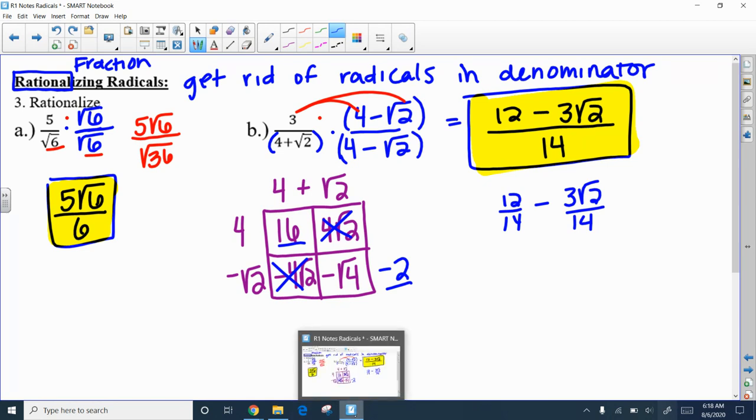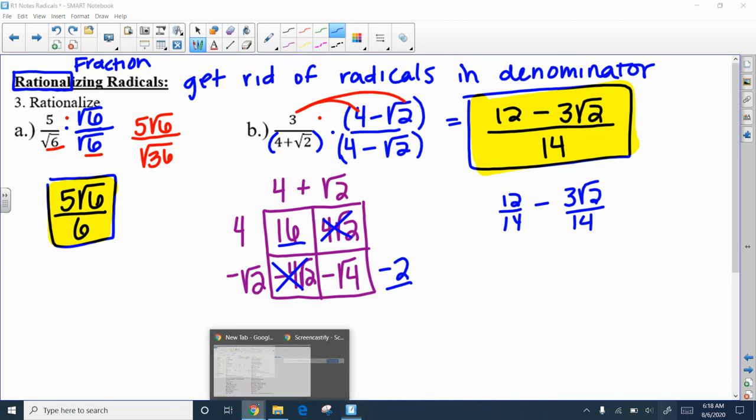All right, so that's what rationalizing looks like. So again, you're going to try a couple practice problems.